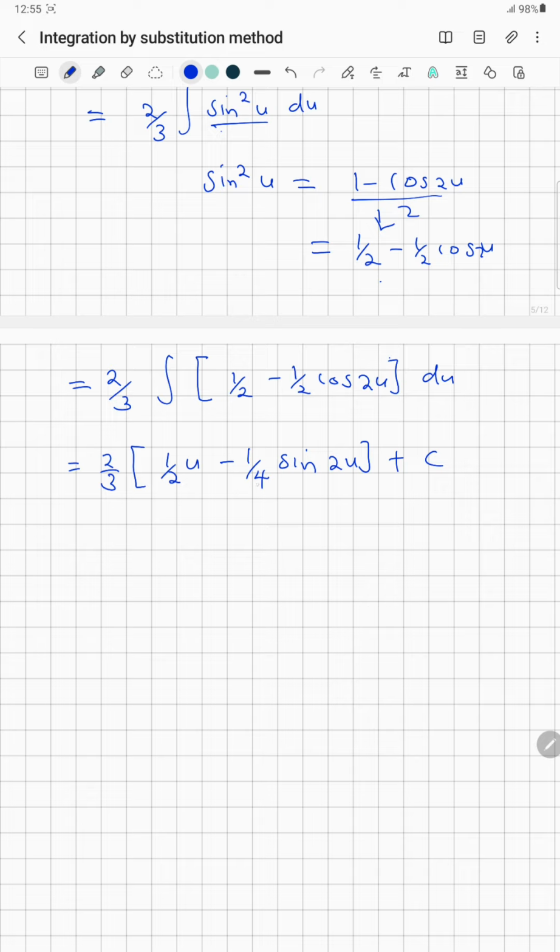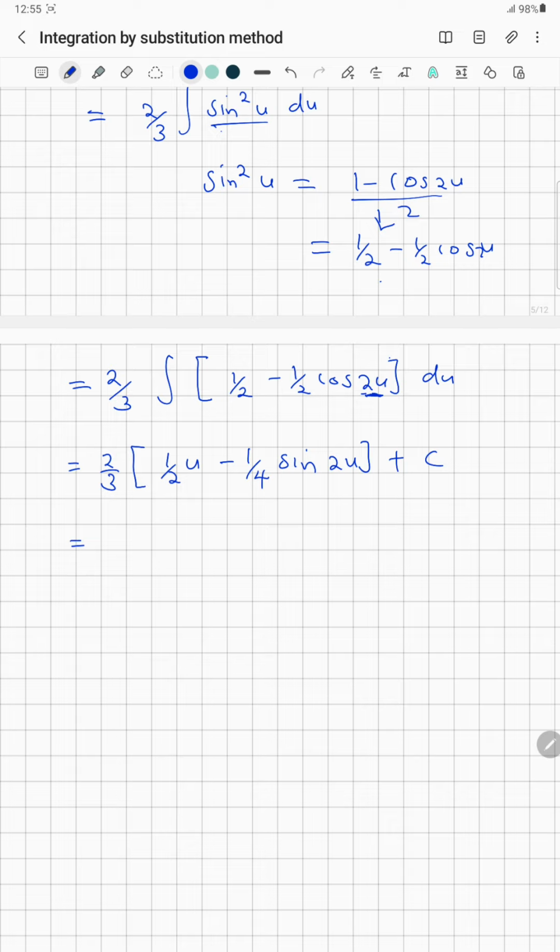Somebody will ask, where did a quarter come from? You differentiate whatever is in here, you divide by it, so it will be a half multiplied by a half, which will be a quarter. I hope that is clear. It is not that complicated.